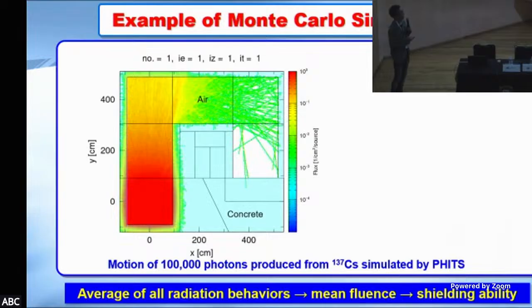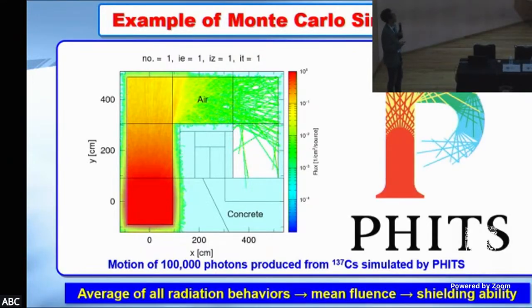And if you take the average of all the radiation behavior, we can estimate the mean fluence or the shielding ability. In this case, only 100,000 or 200,000 photons can reach this direction. So we can say that this main structure has a good shielding profile. And by the way, this animation is the origin of the PHITS logo mark. It starts from here and goes like this one.